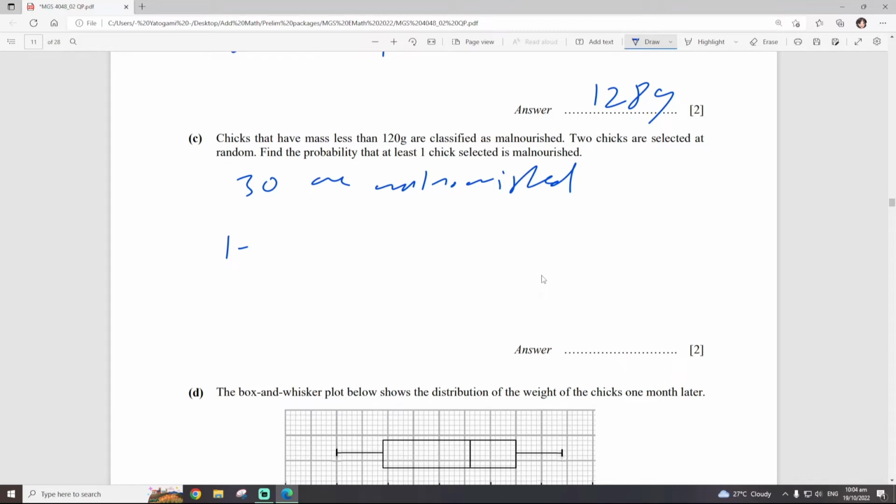So we take, there's 160 in total, so we get 130 divided by 160 times 129 divided by 159, which is probably not a very nice number.